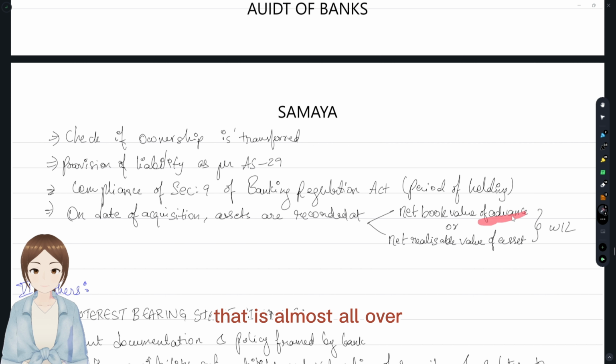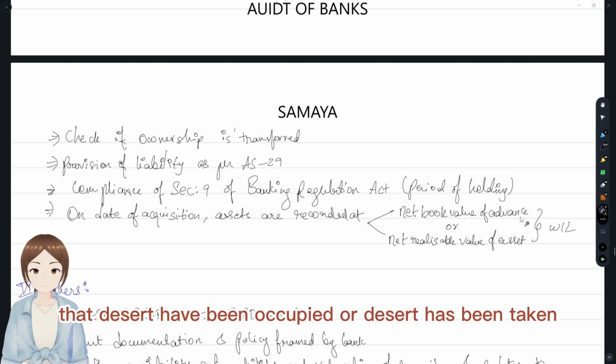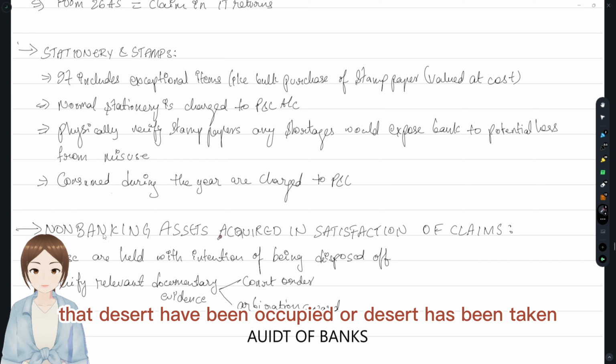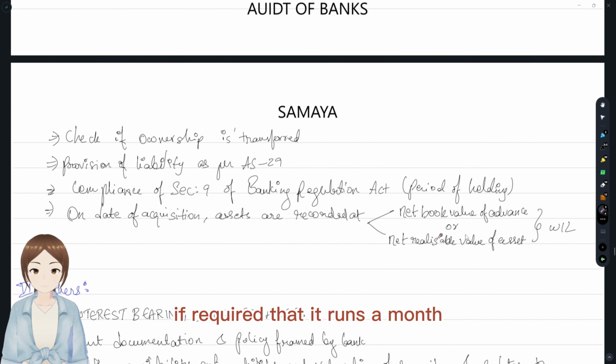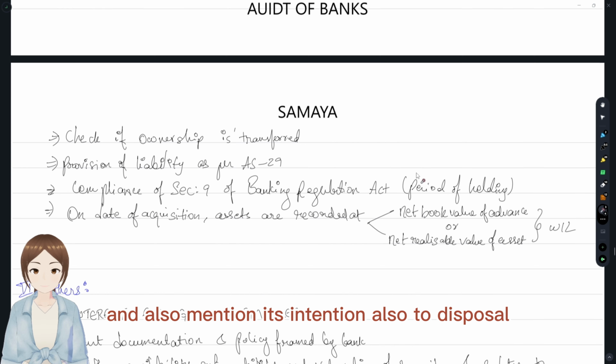That is, on whose loan, on which non-repayment of the advance, the asset had been occupied or taken if required. That advance amount or the value of such asset, whichever is lower, has to be recorded. And we have to check for the ownership and the documentary evidence, and also mention its intention to dispose of.